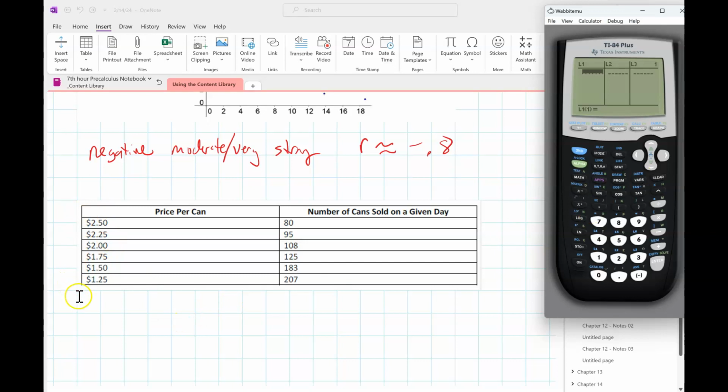I'm now going to type in the price of my cans into L1 and the number of cans into L2. So go ahead and do that right now. You press enter when you've typed the number in to move to the next cell. Everybody okay so far? I'll take by your silence and the sound of buttons being pressed that everybody's so far doing okay.